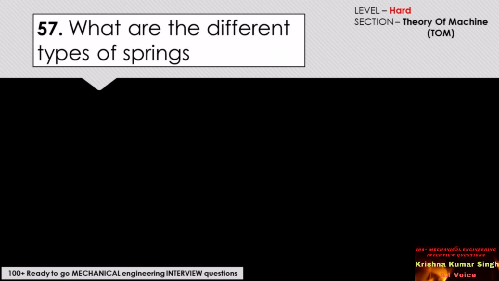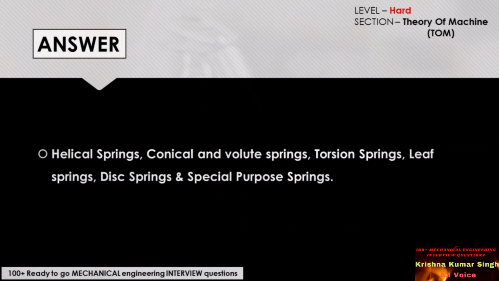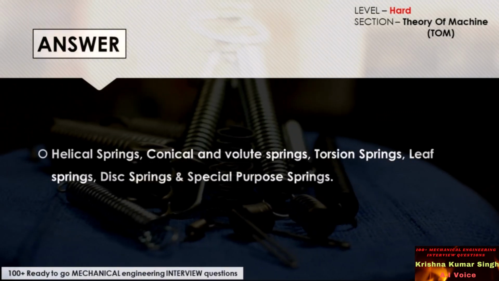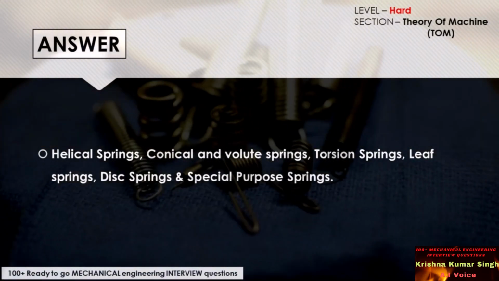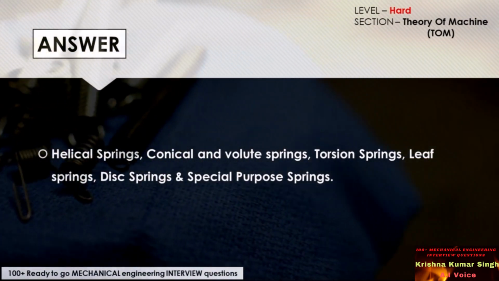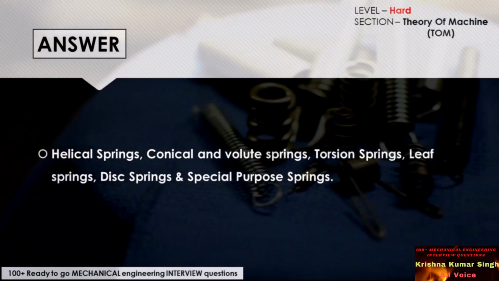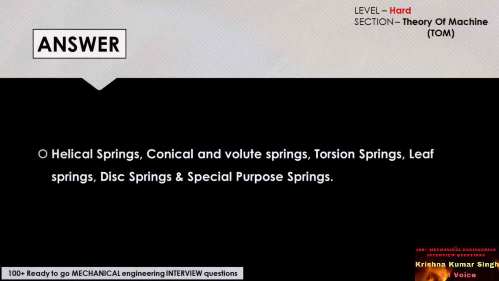What are the different types of springs? The different types of springs are helical, conical, torsion, leaf, disc, and SPS or special purpose springs.